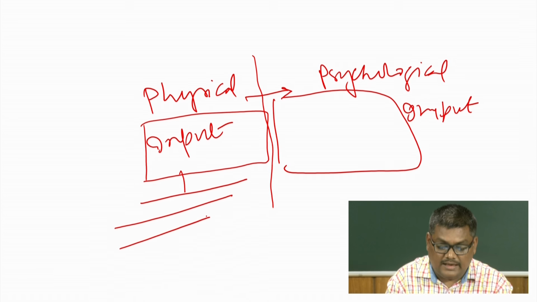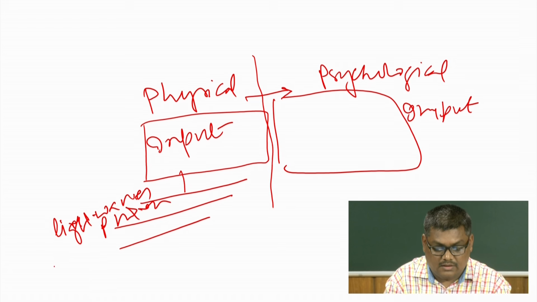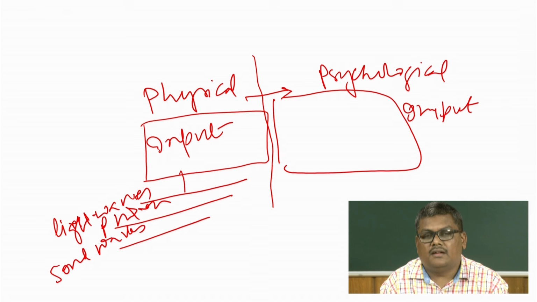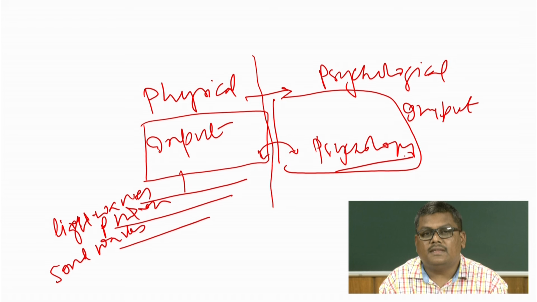physical stimuli like light waves, which are packets of photons, or sound waves, which are pressure differences created by sound moving through the air. Now, these physical stimuli are transferred into the psychological realm, and the process which converts these physical stimuli into psychological stimuli is perception.